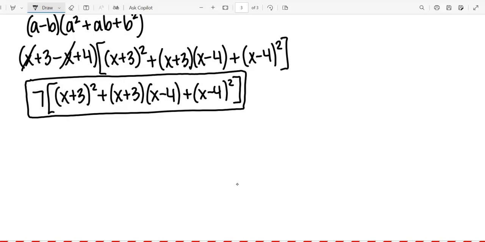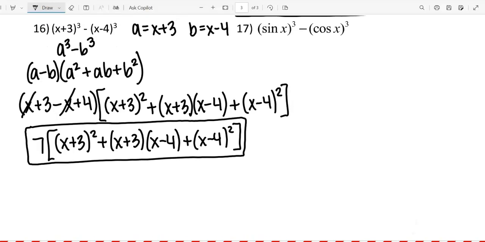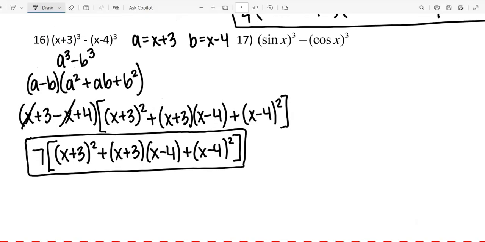This last one's pretty easy, but it's pretty easy if you know your cubes. But there's some notation differences, so make sure you don't tune out because it is kind of weird. The notation's kind of weird. Are we ready to move on?